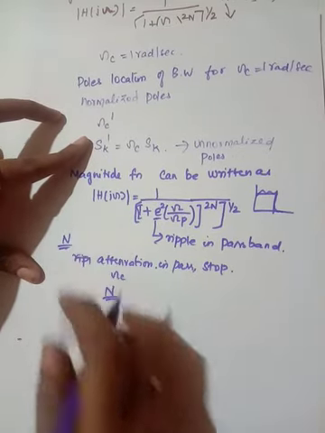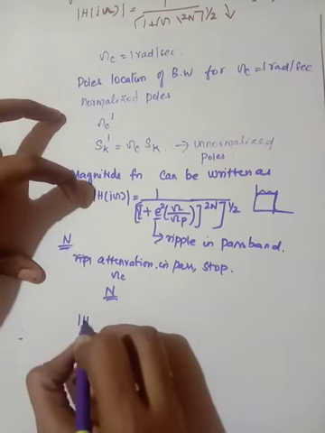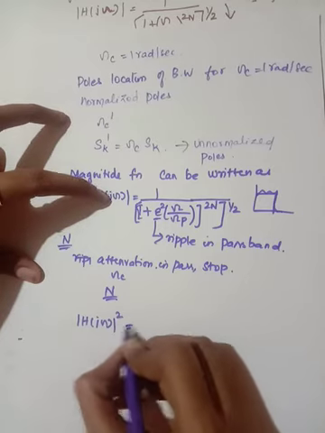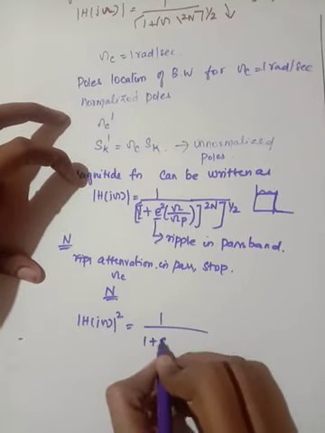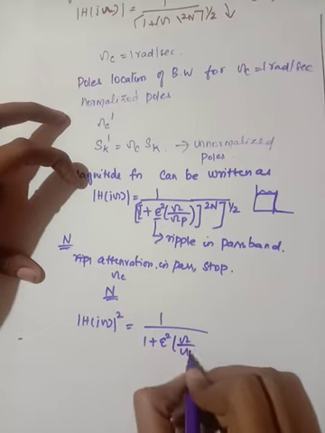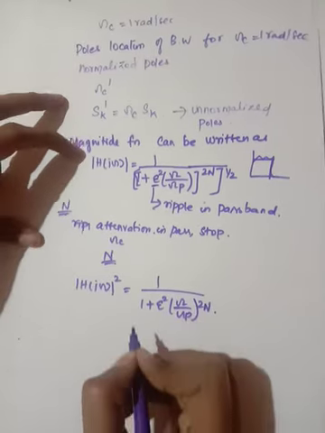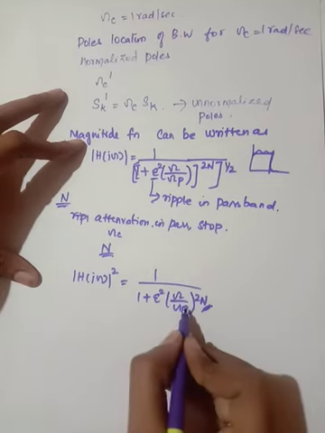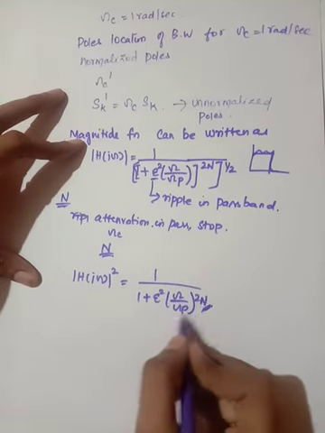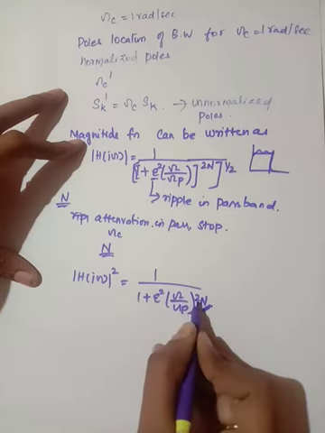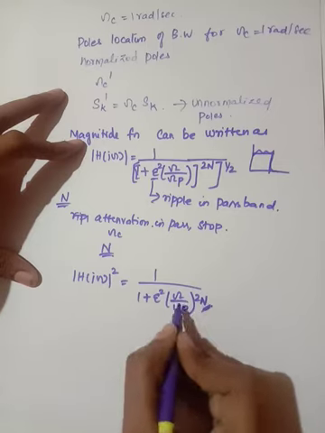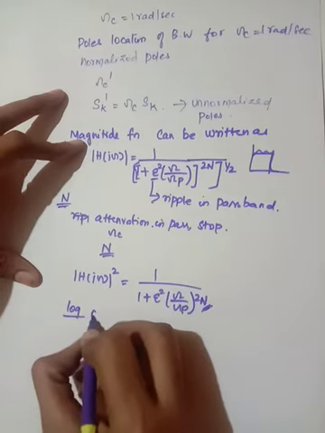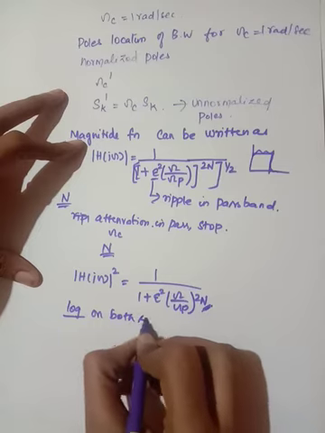Now consider this equation: magnitude of H(j omega) the whole square equal to 1 divided by 1 plus epsilon square (omega by omega p) the whole power 2n. Now I need to find this n. For that I need to remove it from the power. If I have anything in the power, then if I take log I can easily remove it. So I am taking logarithm on both sides.